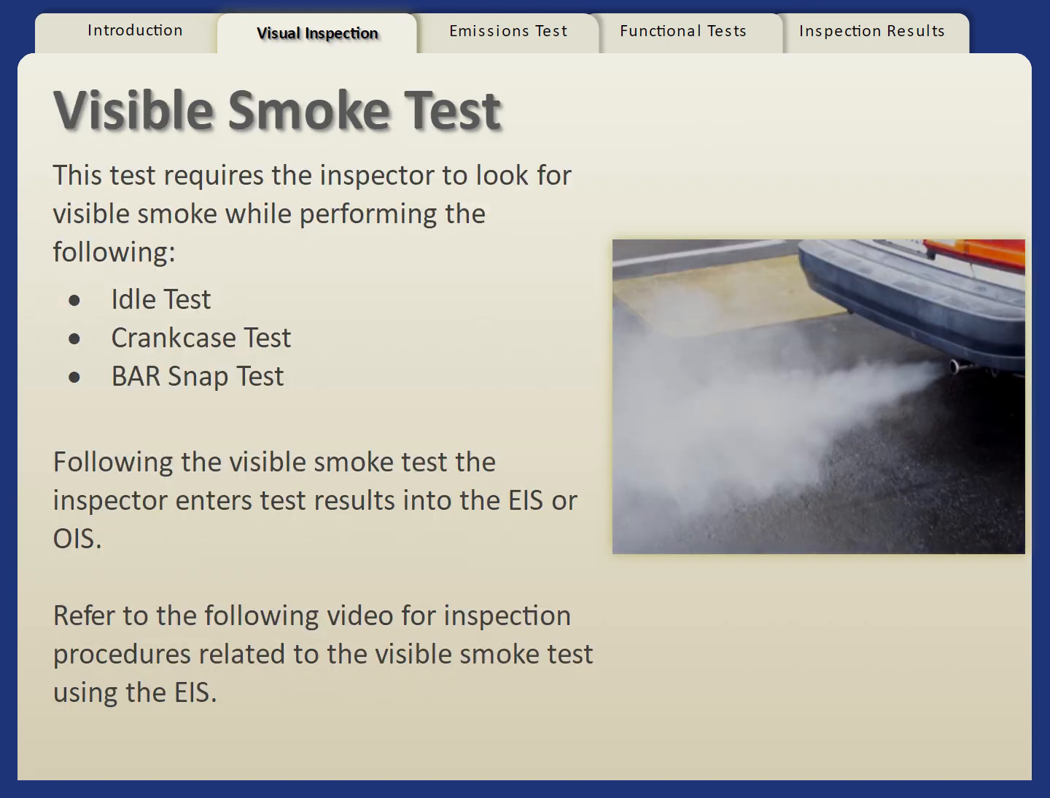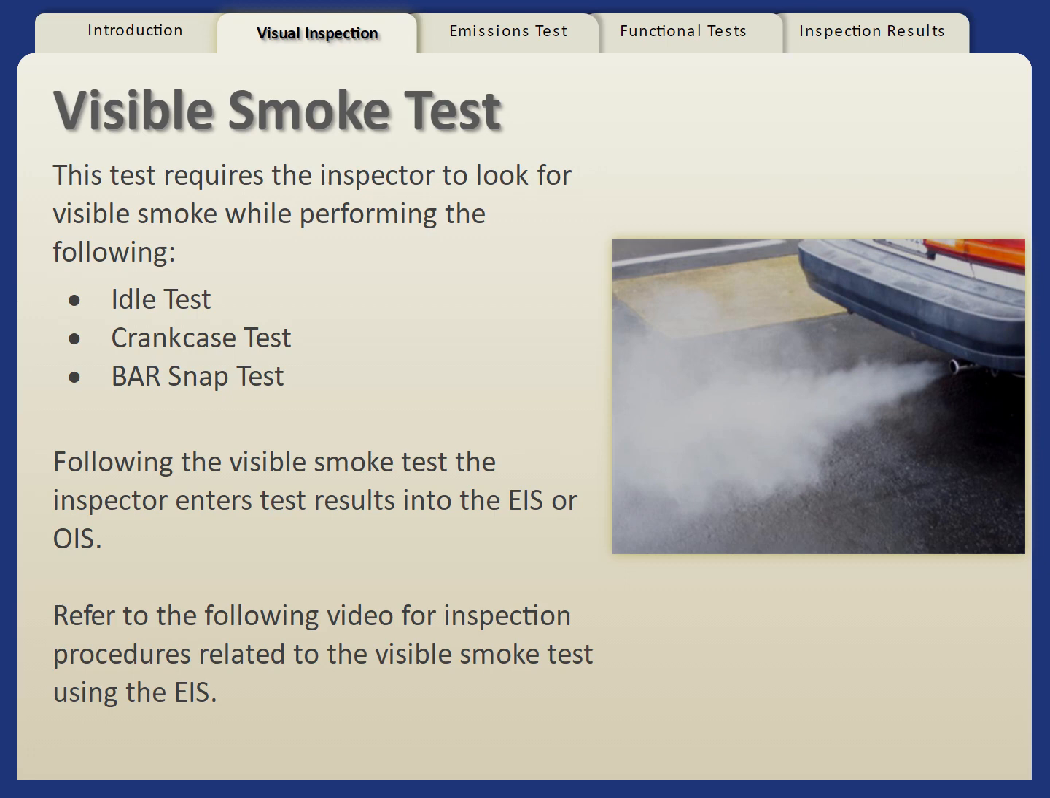The visible smoke test has 3 parts. During the idle test, the inspector observes the tailpipe exhaust plume for 10 seconds after performing the emissions test on the vehicle. For the crankcase test, the inspector observes the engine crankcase for 10 seconds. The inspector performs the bar snap test by quickly pushing and releasing the accelerator pedal from the idle position. Visible smoke test results are entered into the Other Emission-Related Controls category of the EIS.